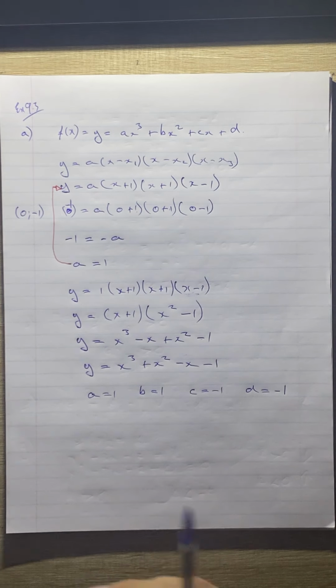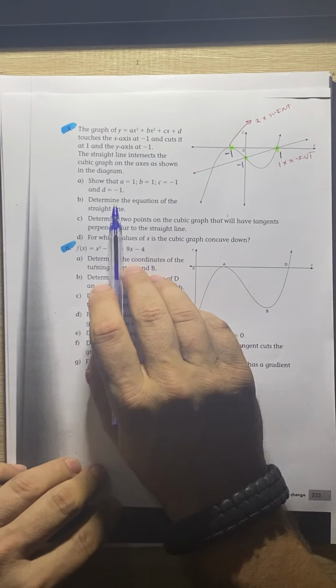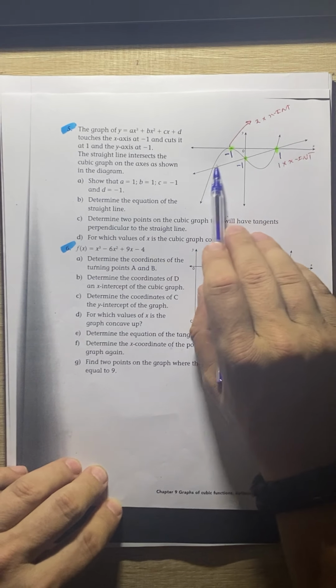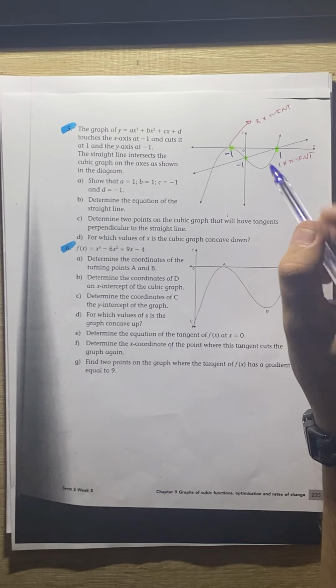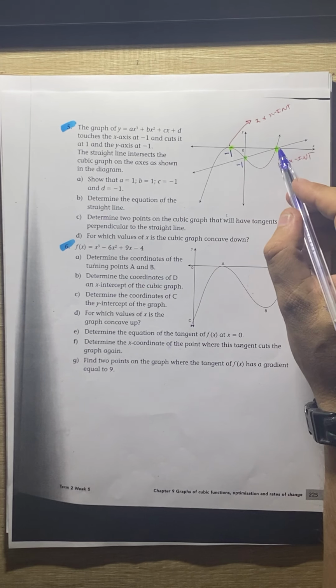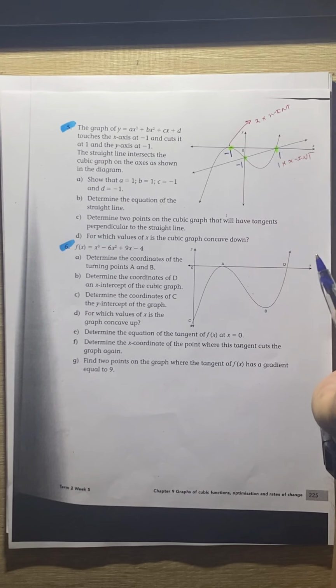Right, so the next part of the question is determine the equation of the straight line. So we need to determine that over there. Now, I know 2 points on the straight line. I know this coordinate, which is (0, -1). And I know that coordinate over there, which is (1, 0).